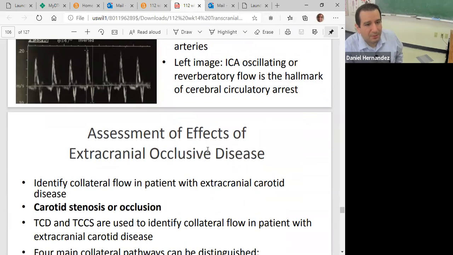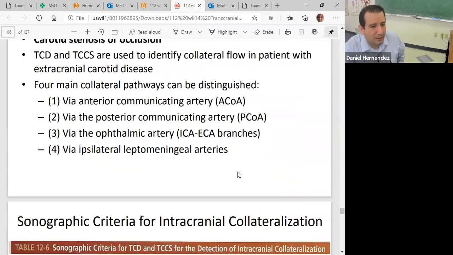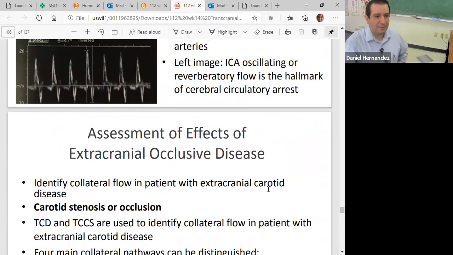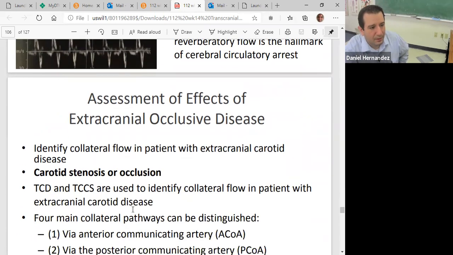So, assessment of effects of extracranial occlusive disease. In patients that have extracranial occlusive disease, we would expect to see collateral flow patterns within the intracranial vessels. Some of the things that could cause it are carotid stenosis or occlusion. And then it's up to us to identify the collateral flow patterns. So TCD and TCCS are used to identify these collateral flow patterns.